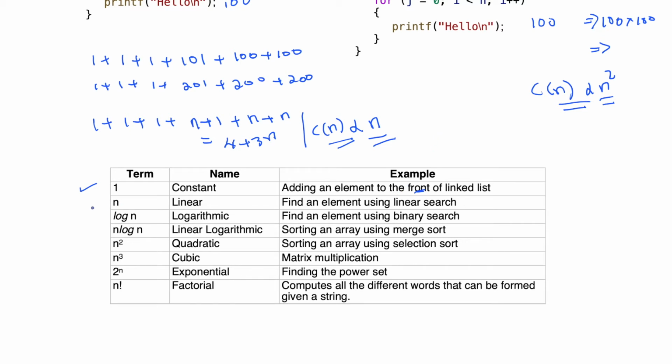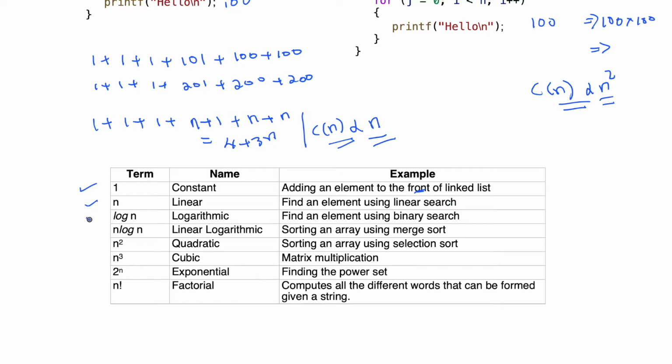The second term is n, which is linear time complexity, meaning that the time for completing an algorithm is proportional to its input size. An example is finding an element using linear search. You know that in linear search, we traverse along the array until we find the required element, and if it is not found, we return null or some invalid index.